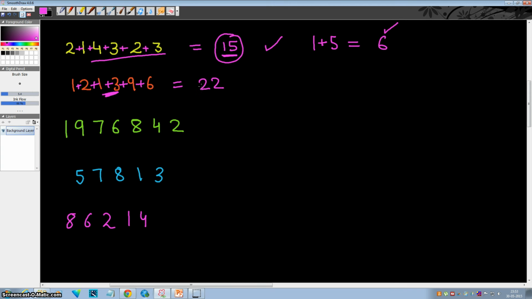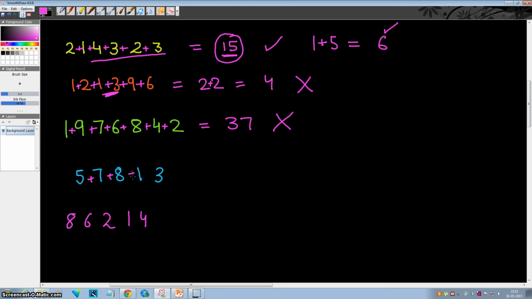Again, if you are not sure whether 22 is also divisible by 3 or not, you can again add up these two, which is equal to 4. And hence, you know that 4 is not divisible by 3. Hence, the number is not divisible by 3. Similarly, if you add up these digits, you will get 37, which is not divisible by 3, hence the number is not divisible by 3.